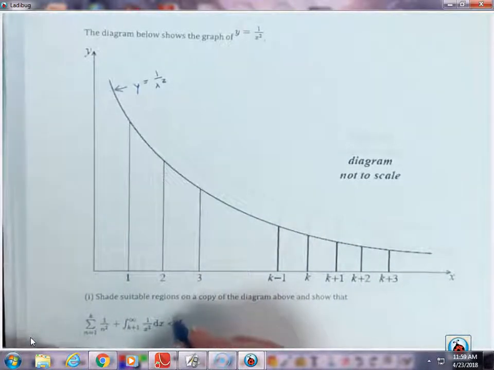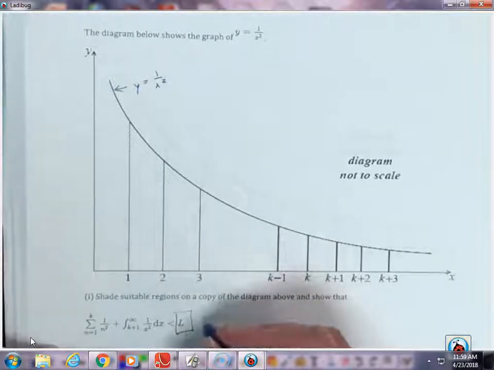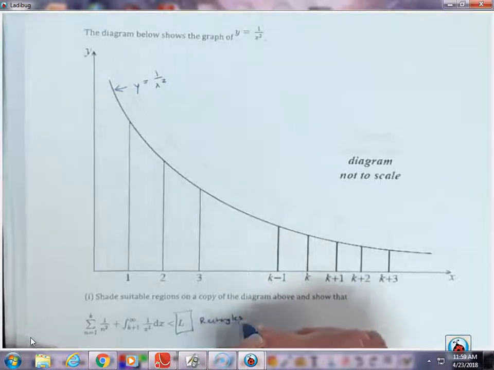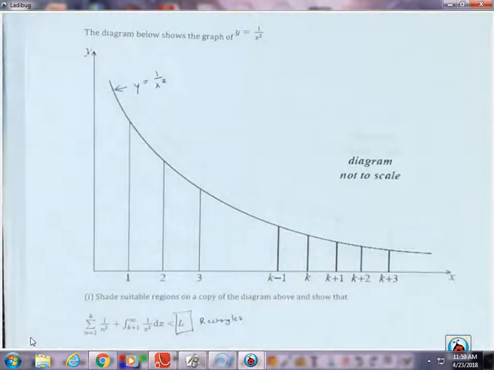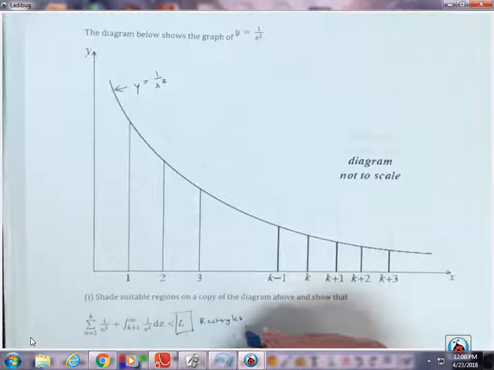Now you have to know that the L is actually representing rectangles. Your infinite sum is going to be represented by rectangles. Now they're saying that this should be larger than this. So what that means is that your rectangle should be above the curve.